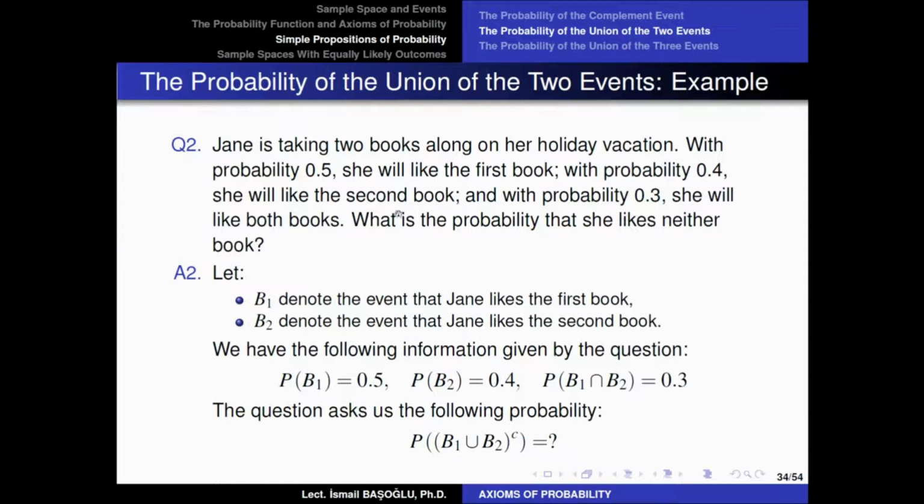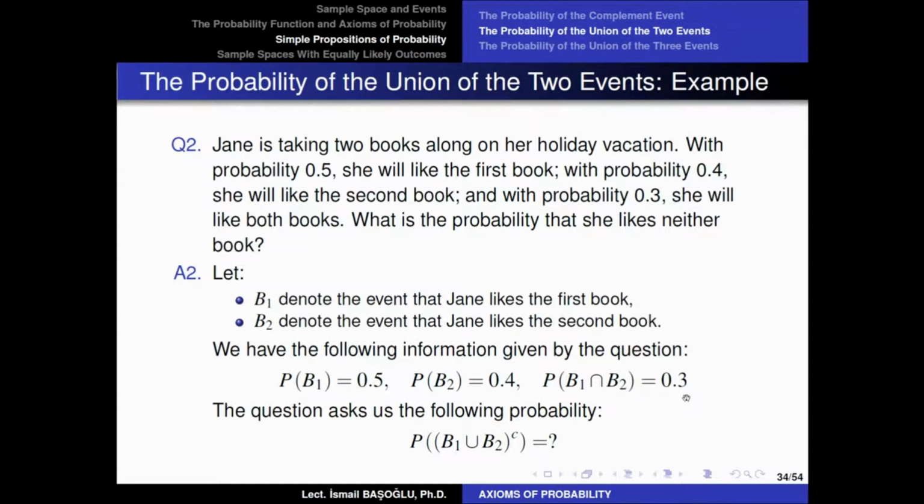Now another piece of information is given: she will like both books with probability 0.3. Am I going to define another event for the fact that she likes both books? Actually, no. These B1 and B2 are sufficient to define this event. So the fact that she will like both books means B1 intersection B2. Both events are occurring at the same time. And according to the question, the probability of B1 intersection B2 is equal to 0.3.